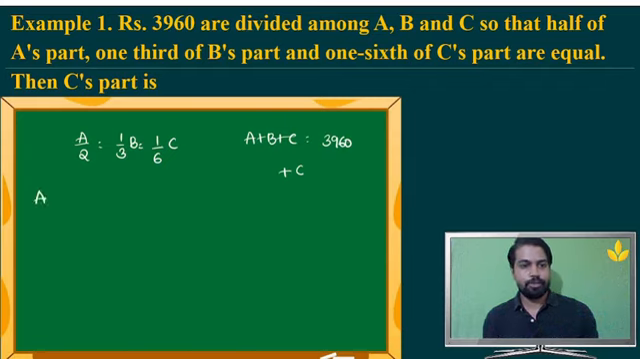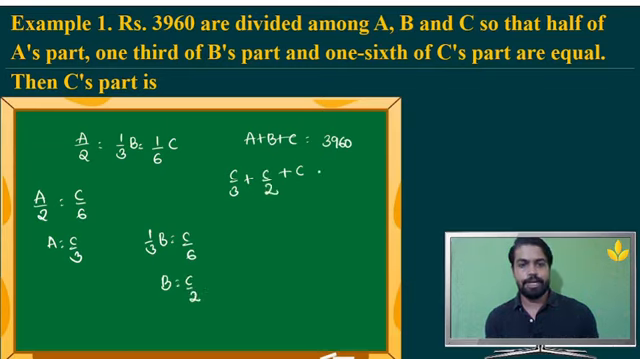So I can do that by using A by 2 is equal to C by 6, which will give you A is equal to C by 3. So replace it here, C by 3. Similarly, I have 1 by 3 B is equal to C by 6. When I solve this, I get B is equal to C by 2. So you can replace it by C by 2. And if you solve this question, you will get the answer.